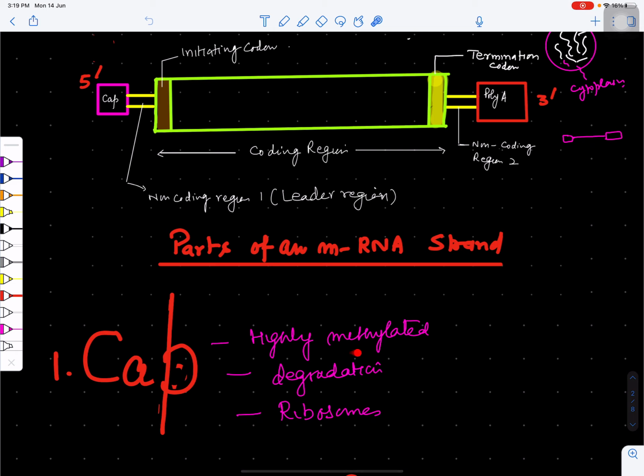Now this is highly methylated. This will protect the messenger RNA from the action of the enzymes. This will prevent its degradation. And this part will also help in binding of the messenger RNA to the ribosomes. Like ribosomes, they bind to the messenger RNA. So these are the codons which are present on the messenger RNA, and this is the ribosome. So this messenger RNA, its cap region, will help in binding of the messenger RNA to the ribosomes.